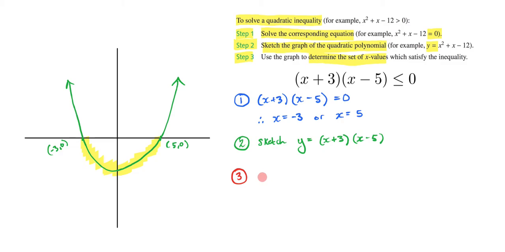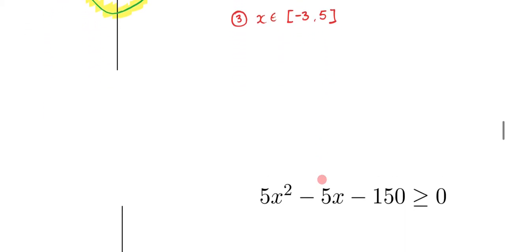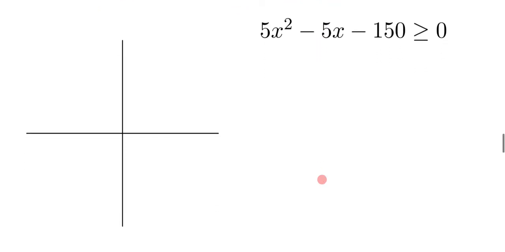So I could write x is an element of, and I'm going to use square brackets because I have a greater than or equal to sign, [-3, 5]. And this right here will be my final solution. x is an element of [-3, 5]. Let's now move on to my next question, which is here.